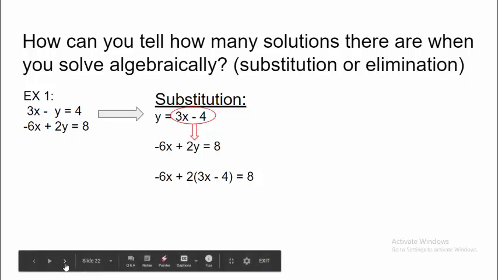I'm going to distribute. Now I've got negative 6x plus 6x minus 8. And I've got now negative 8 equals 8. Now is that true? Certainly not. And when you end up with something that's not true like that, that's no solution.